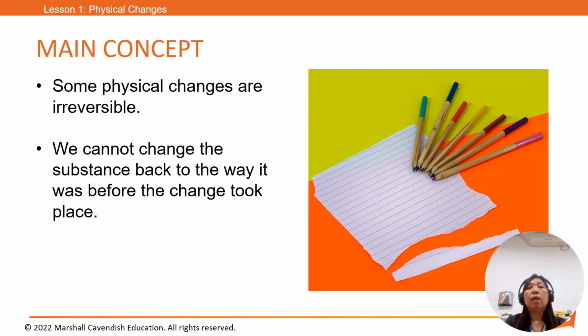But still, what we want to say is that these are physical changes. Okay, so that's why it is called physical changes. So what are some other physical changes that are irreversible? Let's see an example. Well, when we break a mug or a glass, it is actually a physical change that is irreversible.